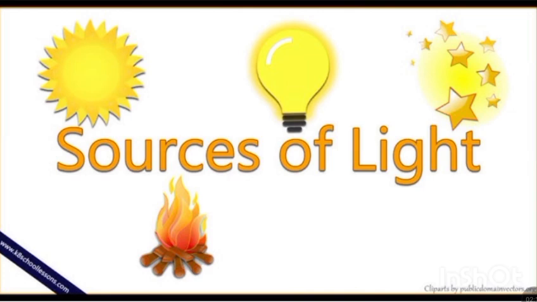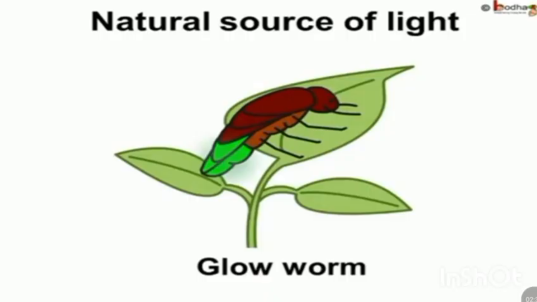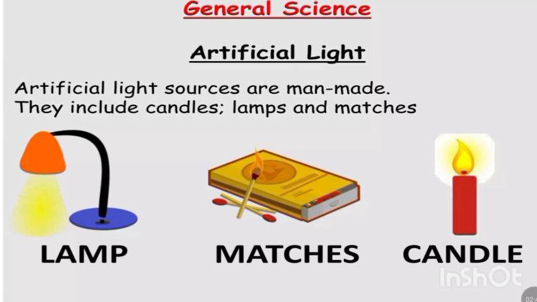There are two types of sources of light. Natural light sources are those which are not man-made: sun, star, firefly. Allah Almighty made them. Glowworms and fireflies are animals which make their own light to attract their partner. Artificial light sources are man-made. They include candle, lamp, torch, matches.